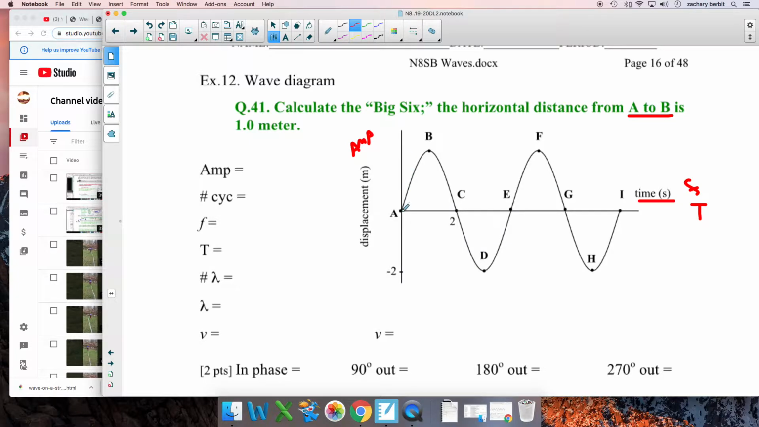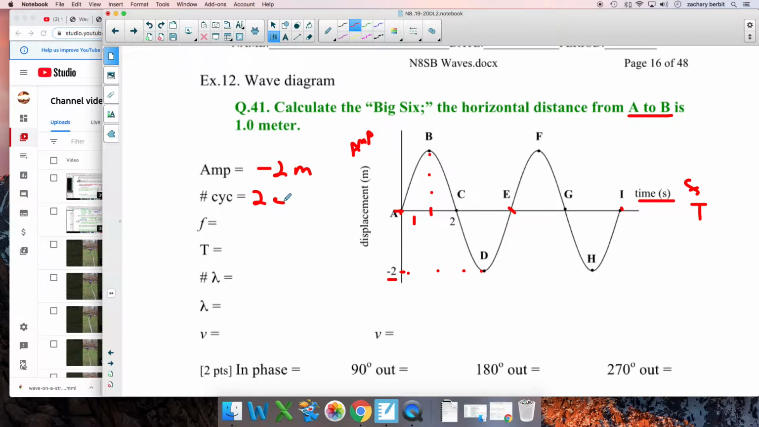So we know that from here to here is 1 meter. That's going to help us. We also know on the y-axis from here down to here is -2 meters. Well, actually, that lines up with the amplitude. So the amplitude here is -2 meters. Cool. Number of cycles, count them up. Starting here, we see 1, 2. Done. So there are 2 cycles here.